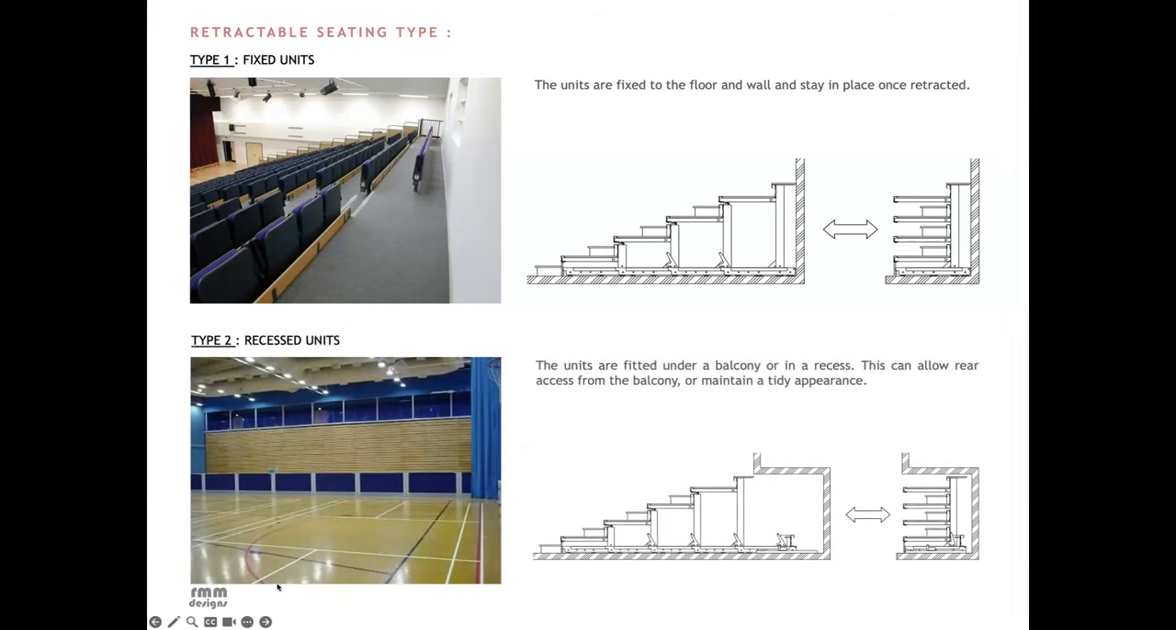This seems like a badminton court. All the seats are stacked to one side over here, and when required, you can pull this out. This can be done manually or it can be motorized. You can even have an alcove done in the back wall. When they are stacked, you can have a panel in front, so you don't even know that there are seats at the back. There are various ways in which you can design it.